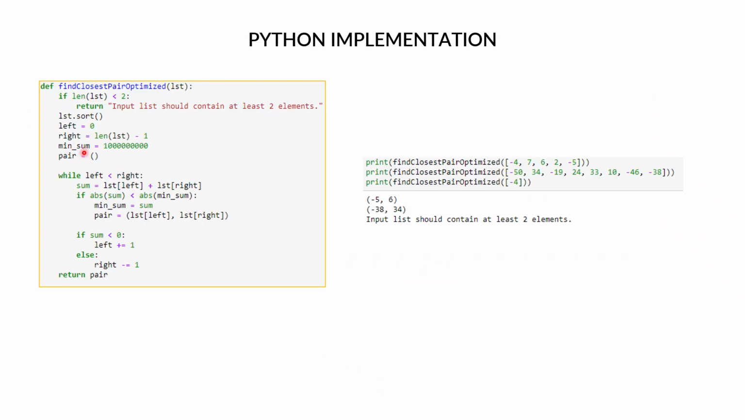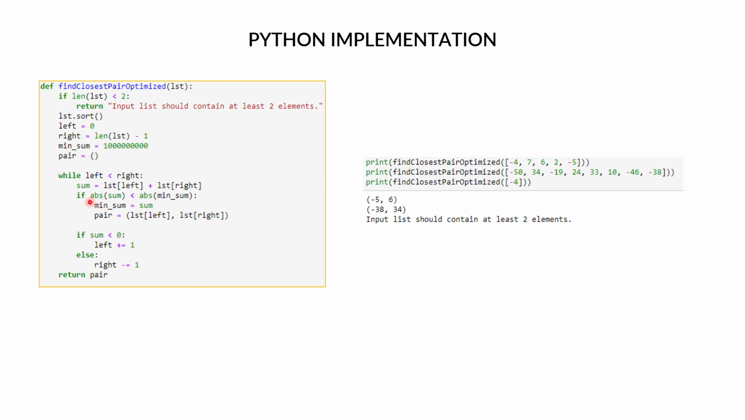Here, if you see, we first check for the edge case, whether the length of the list is less than 2, and then the message is returned: Input list should contain at least 2 elements. Then we sort the list and we assign left equal to 0 and right equal to the last index of the list, which is the length of the list minus 1. Now we initialize the min sum equal to 10 to the power 9, and we define an empty tuple.